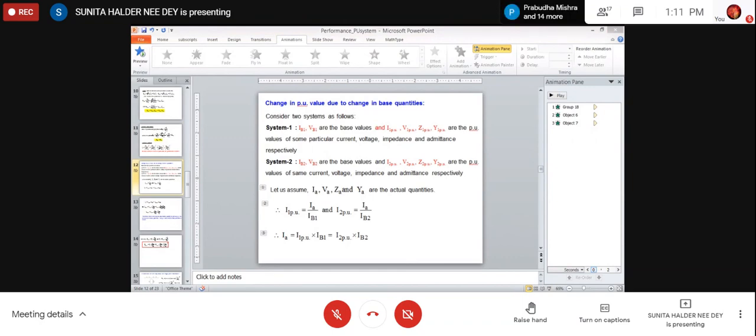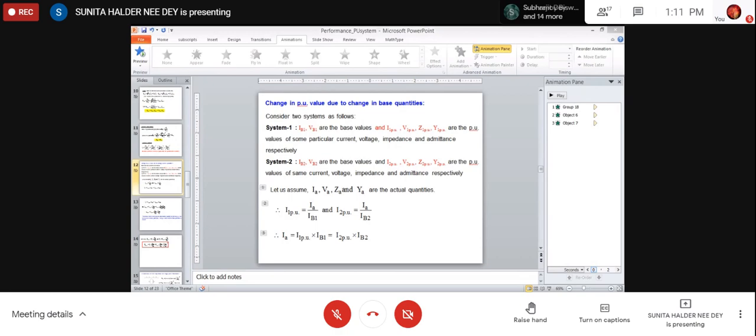The next topic is that per unit value we can calculate using a base value. It is nothing but another type of percentage calculation or ratio calculation. When there is a change in base quantity, how can we handle the per unit value, or what will be the change in per unit value? Sometimes only the per unit value is given and the actual value is not known, but we want to change the base for the ease of computation. Then what will be the formula so that we can change the existing per unit value to the new per unit value corresponding to the new base that we want to implement?